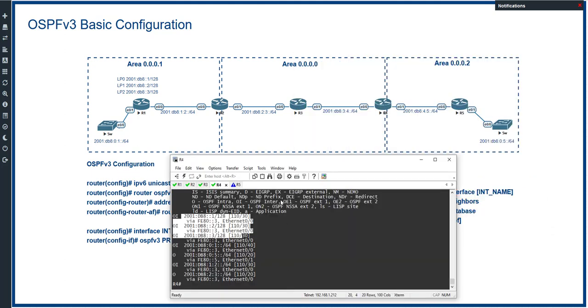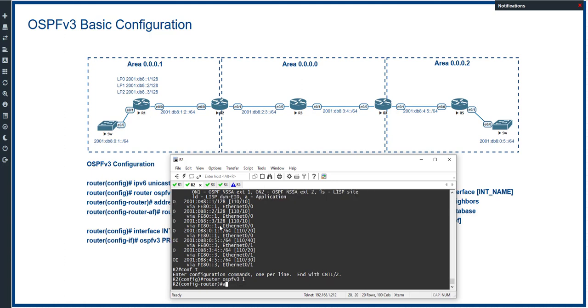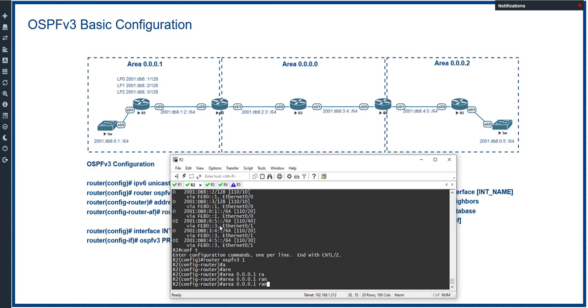In router 2, we go to router OSPFv3, process ID 1. Here we should use the area command, area 0.0.0.1 range, which means please summarize this area to, for example, a summary IP address. Here we also have one important note: for summarization we should first go to the address family.